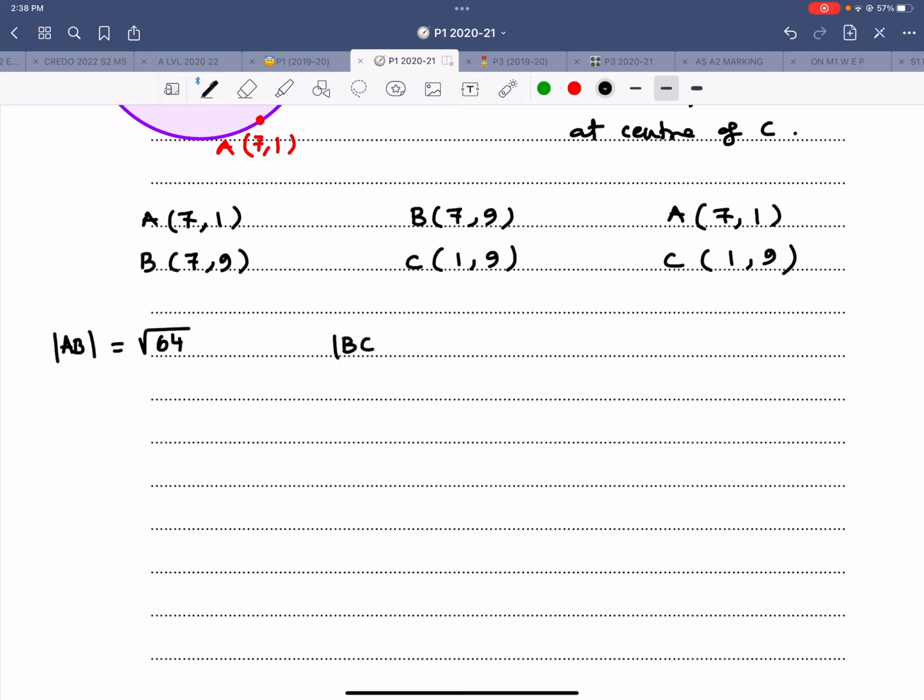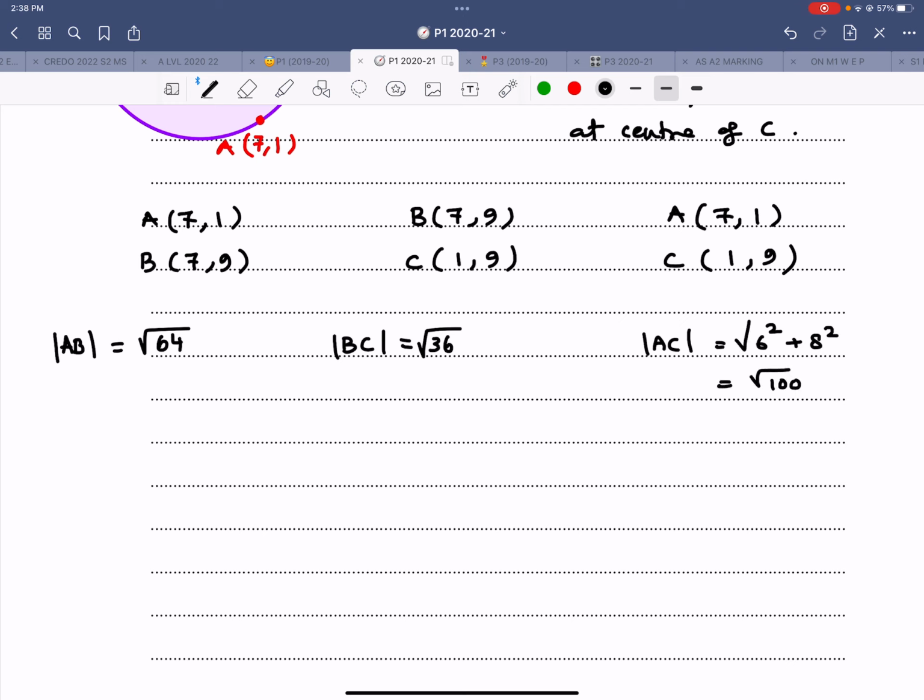BC: 7 minus 1 is 6, 6 squared is 36. And the numbers are speaking for themselves. I think the next one should be 100. AC: 7 minus 1 is 6 squared, and 1 minus 9 is 8 squared, under root. That comes out to be root 100.